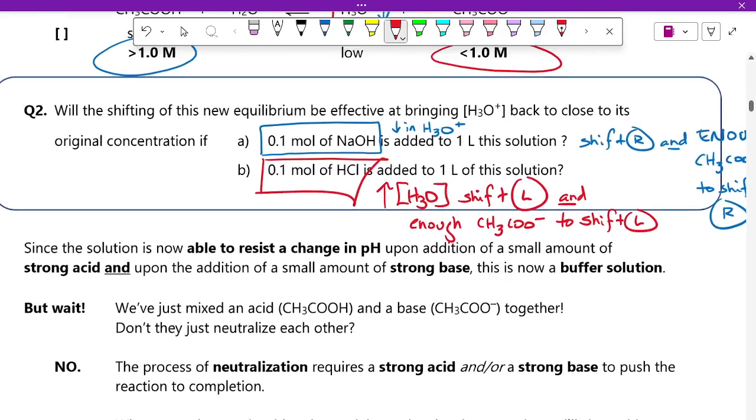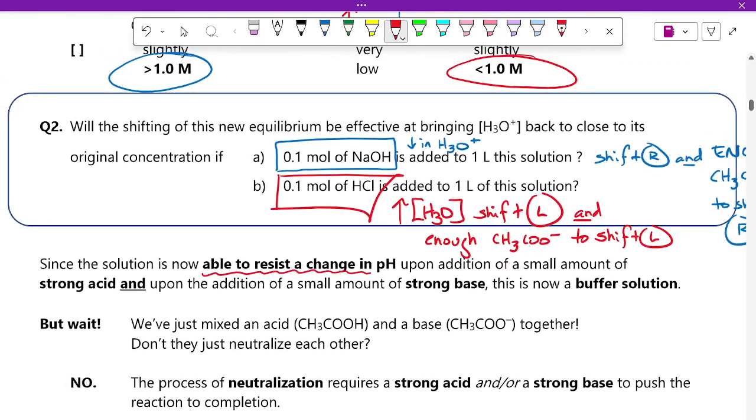So the solution is now able to resist a change in pH, which is what a buffer does. And it can do it both when we add a strong acid and when we add a strong base. The previous solution, the one that was only acetic acid, was not a buffer, because although it could resist a change in pH when you added a strong base, it could not do it if you added a strong acid, okay? A buffer has to be able to do both.